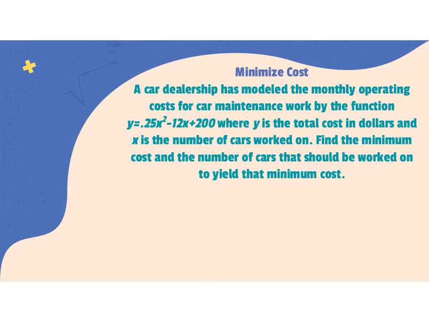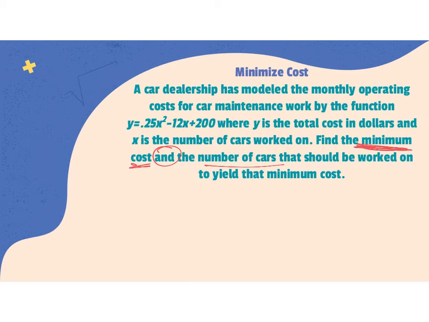It says minimum cost. A car dealership has modeled the monthly operating cost for car maintenance work by the function y equals 0.25x squared minus 12x plus 200, where y is the total cost in dollars and x is the number of cars worked on. Find the minimum cost and the number of cars that should be worked on to yield that minimum cost. So find the minimum cost and the number of cars.